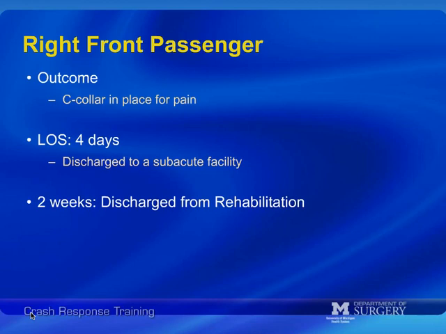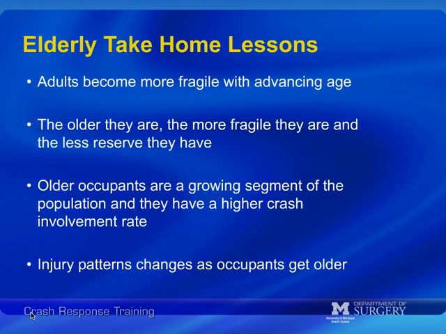In contrast to the pediatric patients we just looked at, these two elderly patients had relatively minor injuries and spent a great deal of time either in the hospital or in a rehab facility before going home. Again, the elderly take-home lessons include adults are more fragile with advancing age. The older they are, the more fragile they are, and the less reserve they have. Older occupants are a growing segment of the population, and they have a higher crash involvement rate. And injury patterns change as occupants get older.